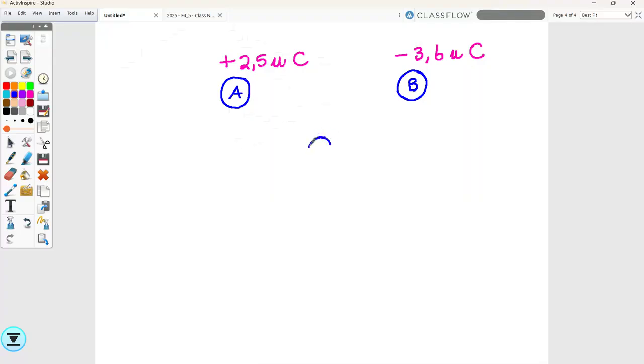So when A and B are touching each other, remember they're going to share charge, even distribution of electrons. Electrons are always going to move from the one that's more negative to the one that's less negative. So where is it going to move? From A to B or B to A? From B to A. So electrons are going to move from B to A until they have even charge.